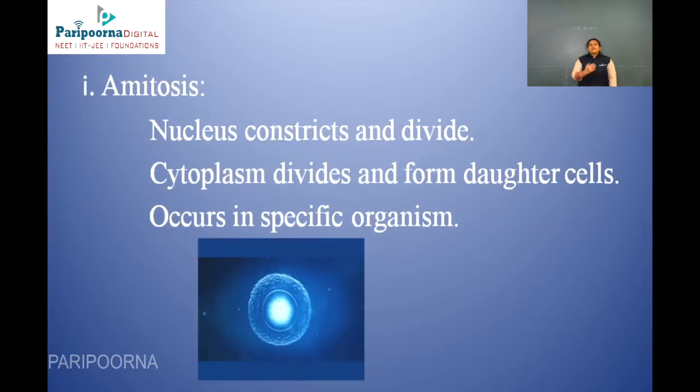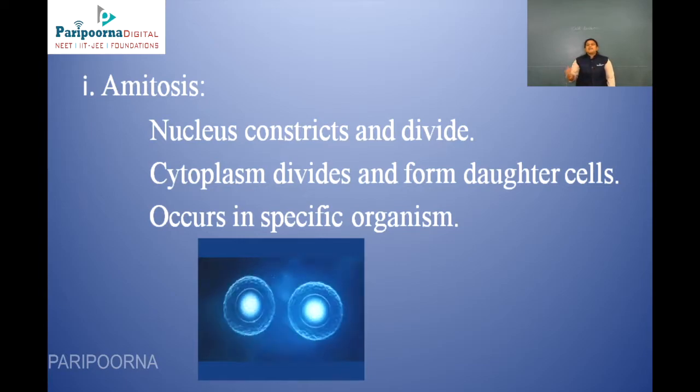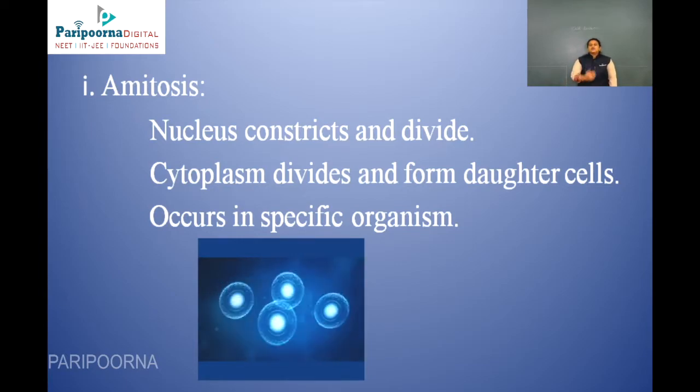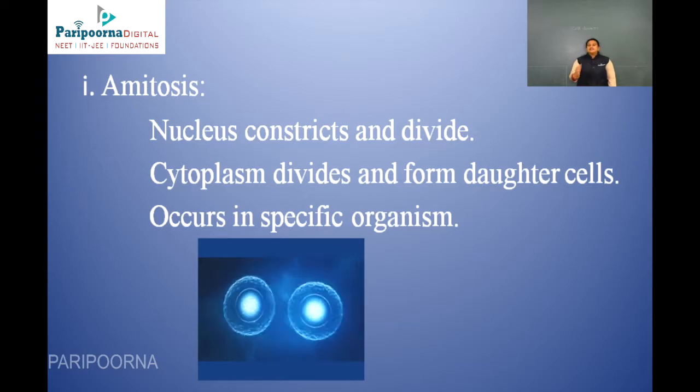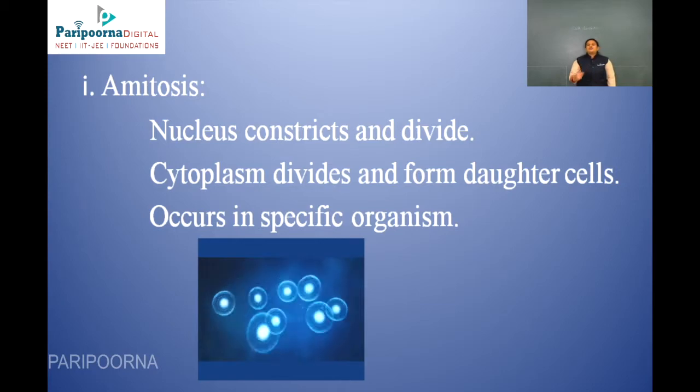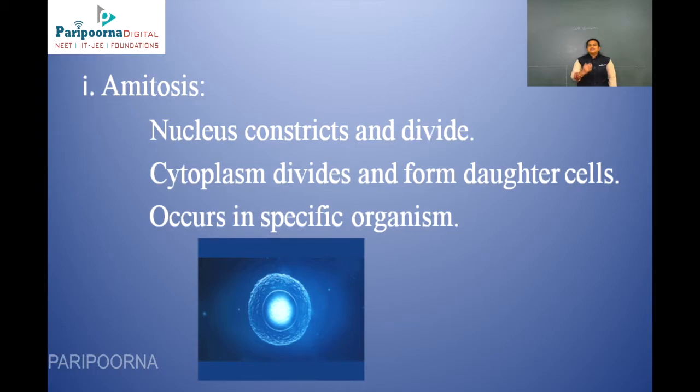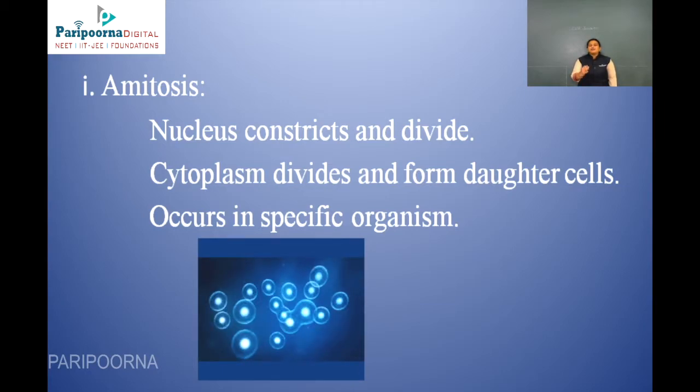So what is amitosis? The process which happens in unicellular organisms. In this process, a single cell is responsible for dividing, in which the nucleus first constricts and divides, followed by the cytoplasmic division, leading to the formation of 2 daughter cells. For example, you can take the cell division happening in amoeba. See here, first the nucleus is being divided.